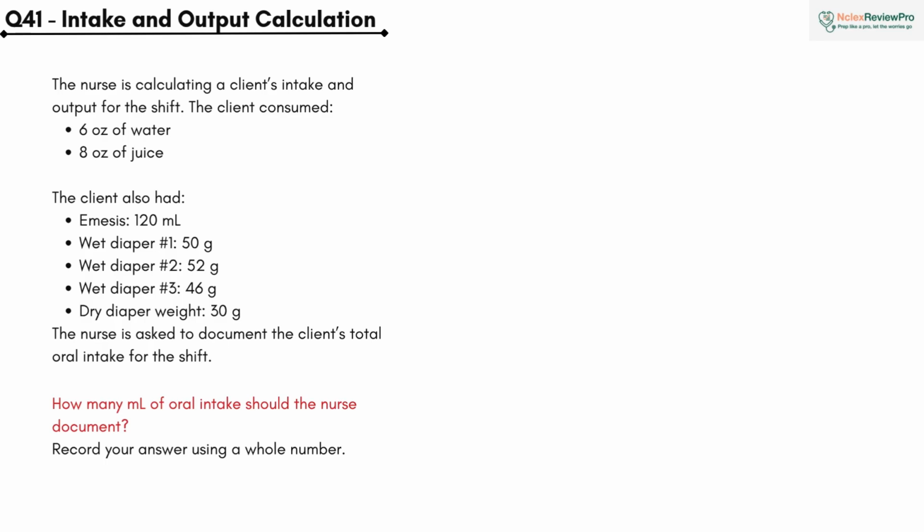Wet diaper number 1, 50 grams. Wet diaper number 2, 52 grams. Wet diaper number 3, 46 grams. And the dry diaper weight is 30 grams. The nurse is asked to document the client's total oral intake for the shift. And the question is asking, how many milliliters of oral intake should the nurse document? Record your answer using a whole number. Take a moment and calculate your answer.